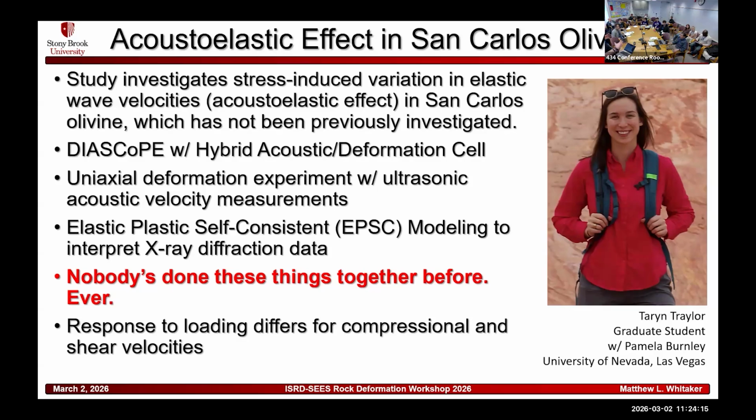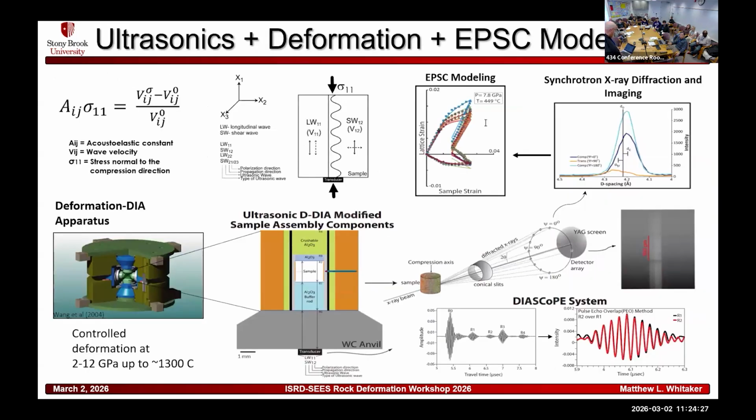So she's combining the deformation with ultrasonic acoustic velocity measurements, combining that with elastic plastic self-consistent modeling to determine the stresses and the strains on the sample, and seeing what comes out of it. So one of the first things that we were able to do was determine some of the acousto-elastic effects on olivines.